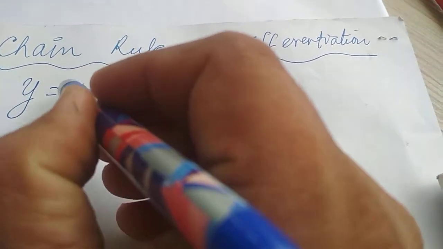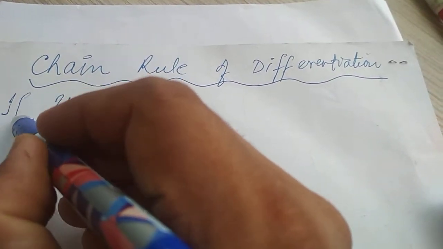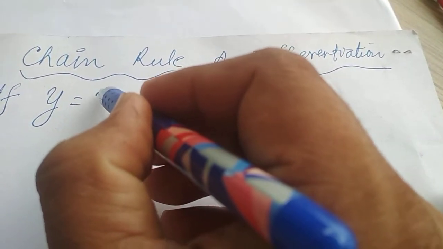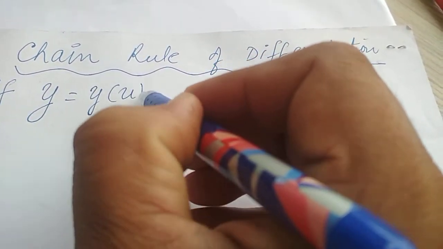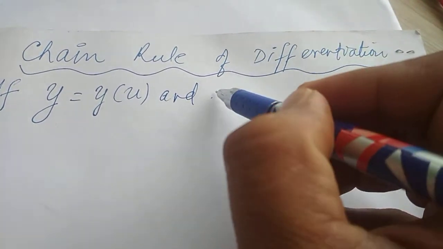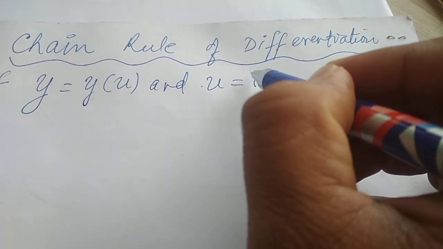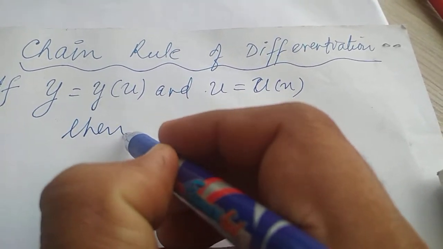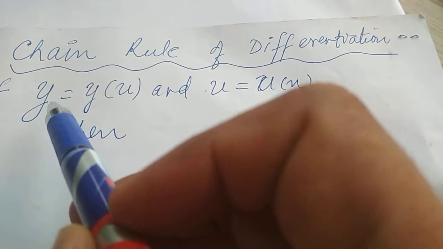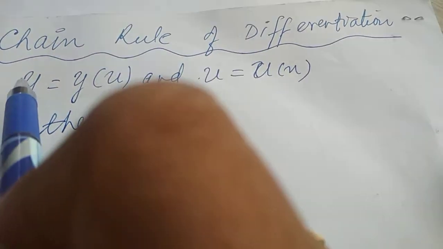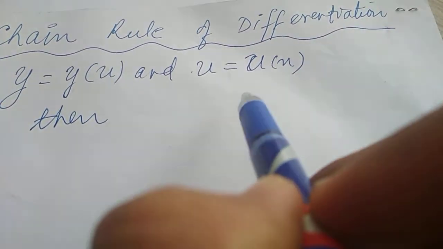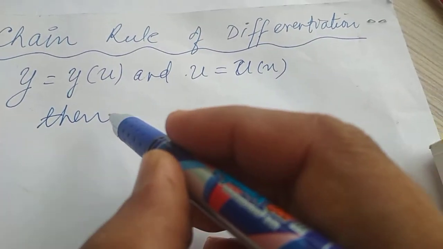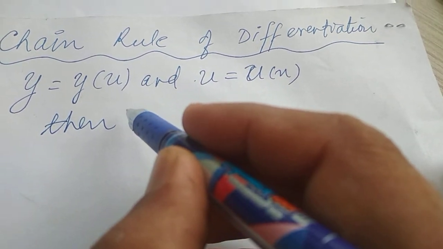If y is a function of some other variable, say y of u, and u in turn is a function of x, then y is actually a function of x. So what is the chain rule of differentiation?